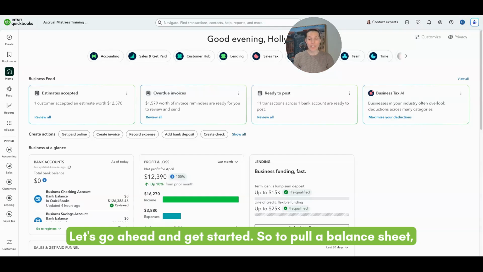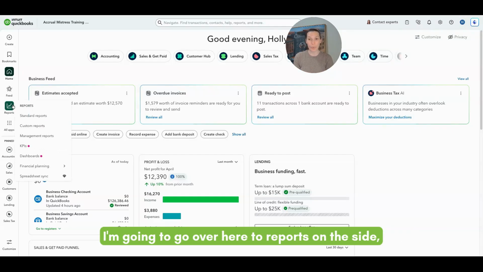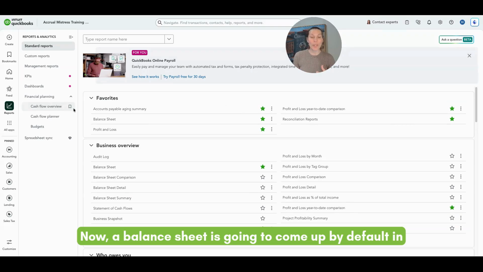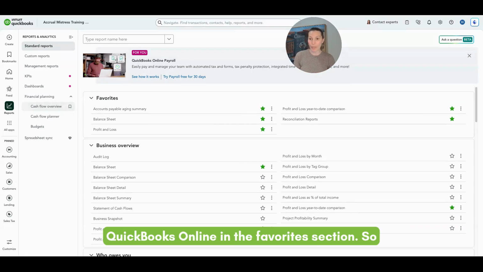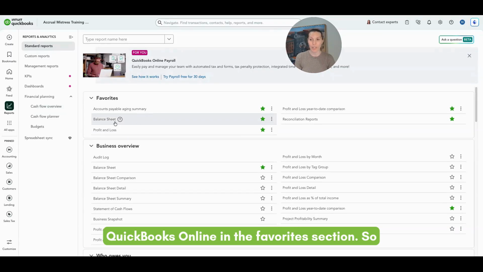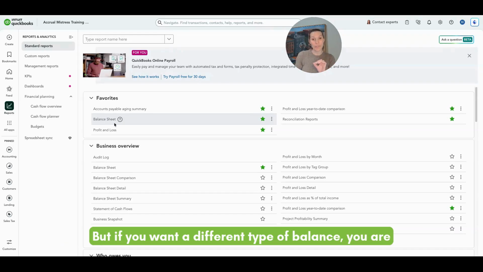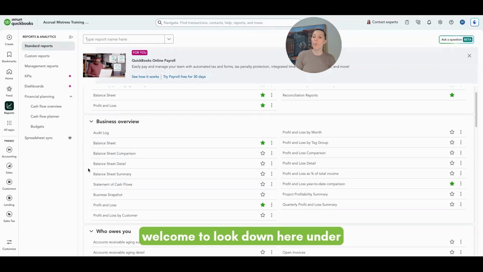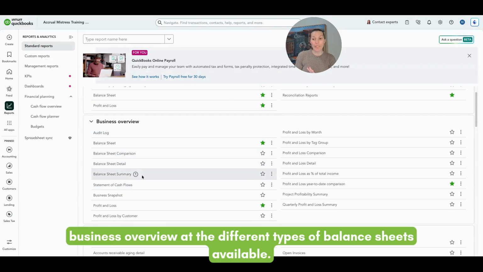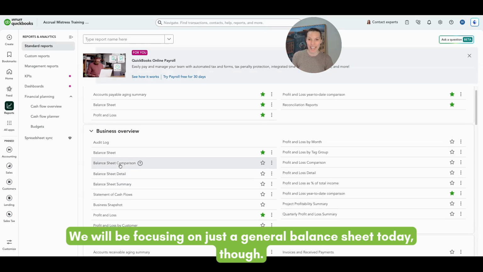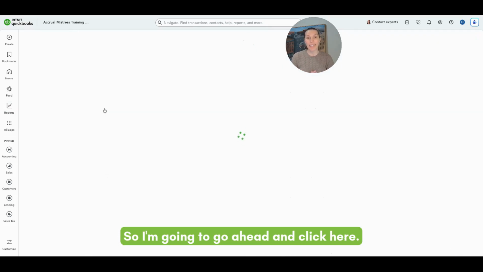So to pull a balance sheet, I'm going to go over here to Reports on the side, and then I'm going to want to select Standard Reports. Now, a balance sheet is going to come up by default in QuickBooks Online in the Favorites section. So you can just go ahead and click on Balance Sheet right here, but if you want a different type of balance sheet, you are welcome to look down here under Business Overview at the different types of balance sheets available. We will be focusing on just a general balance sheet today though. So I'm going to go ahead and click here.